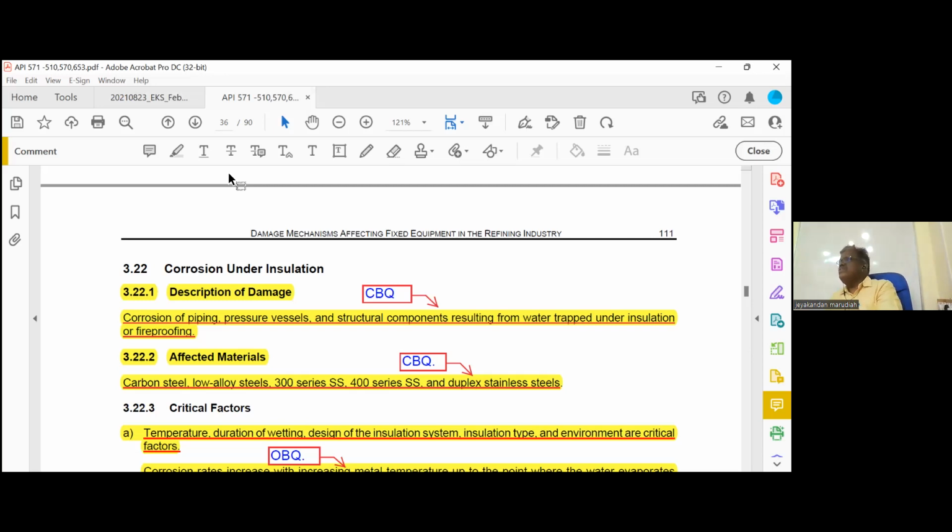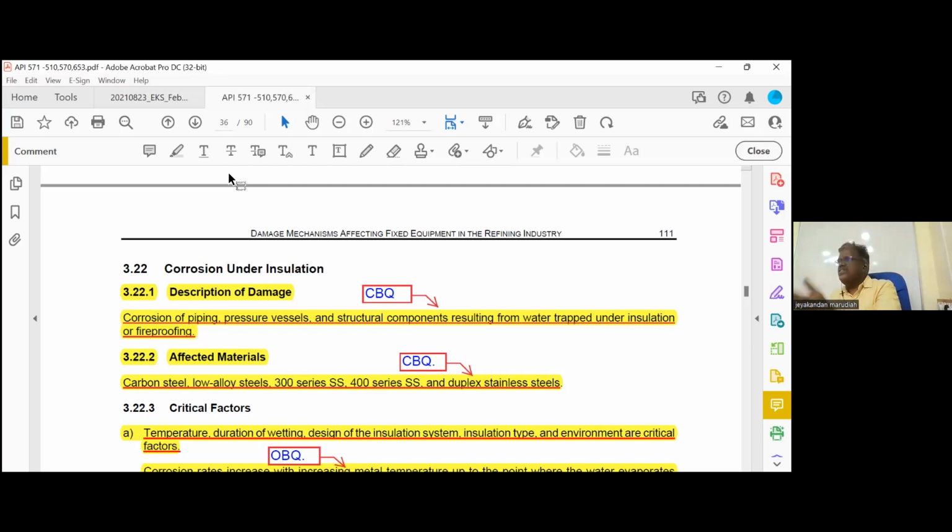Now, how to prevent CUI? We have 2-3 options actually. One option, we can use an insulation which will not become wet. We have a special type of insulation called closed cell foam glass insulation, which will not absorb moisture. That is one. Second one, even if the insulation becomes wet, it should not touch the pipe. So for carbon steel and low alloy steel, we have to go for aluminum spray paint before insulation.